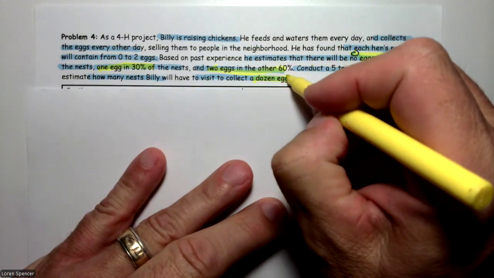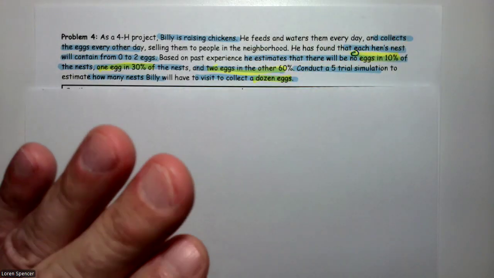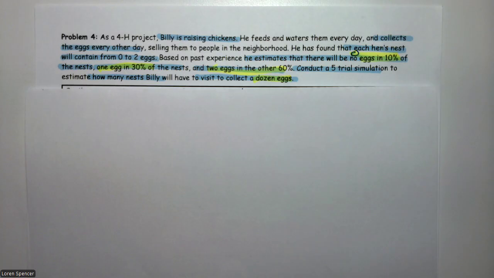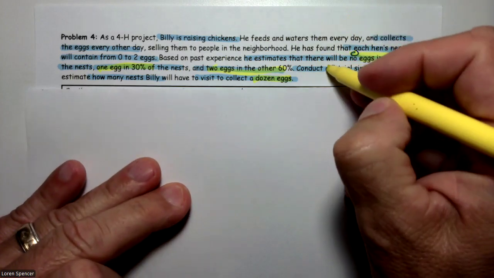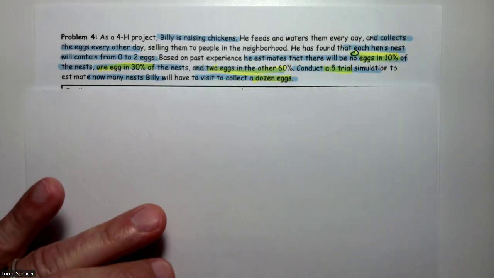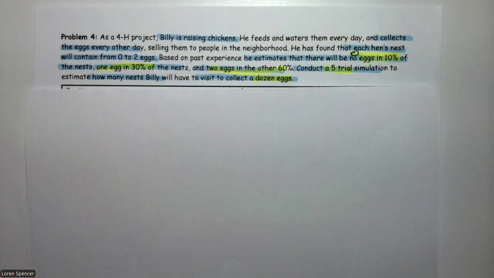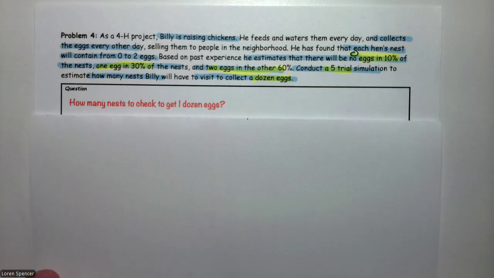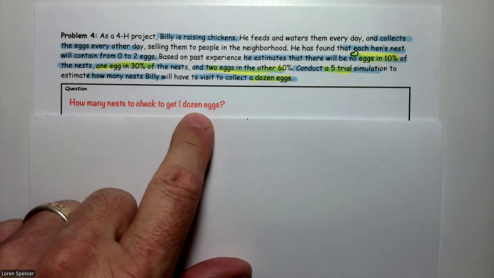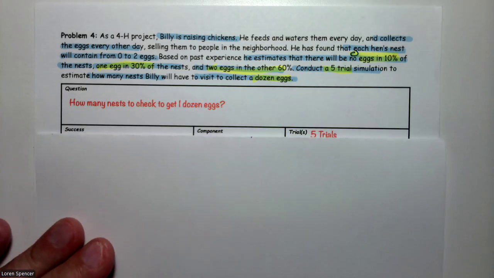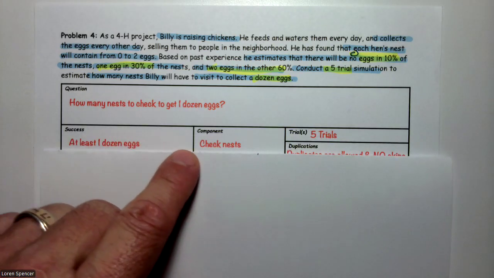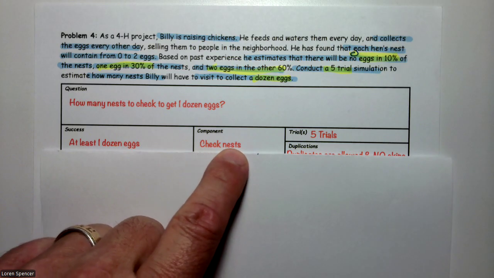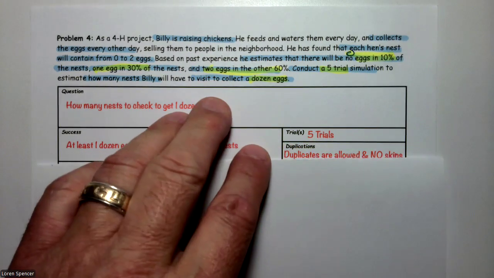So we have to collect at least 12. If he collects 13, that's fine, but 11 is not enough. So we're gonna run a 5 trial simulation. What's a success in this case? A success is collecting at least a dozen eggs. So how many nests to check? One dozen eggs. Cool. Success, at least a dozen eggs. Component, we're going to check nests. We're going to run 5 trials.